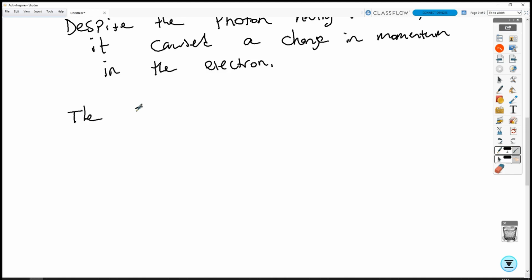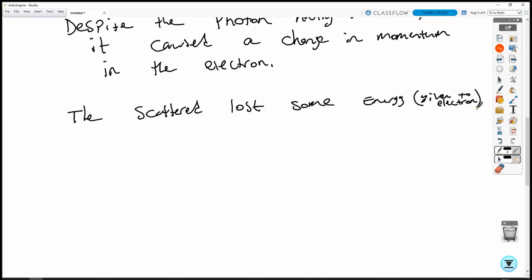The scattered photon lost some energy, I'll put in brackets, given to the electron. So its frequency became less.